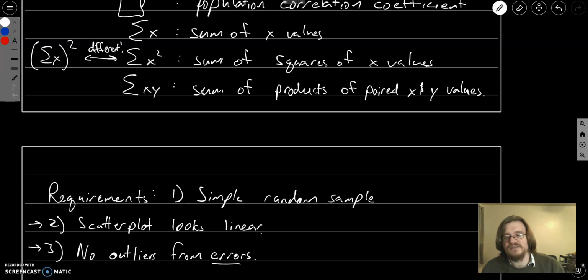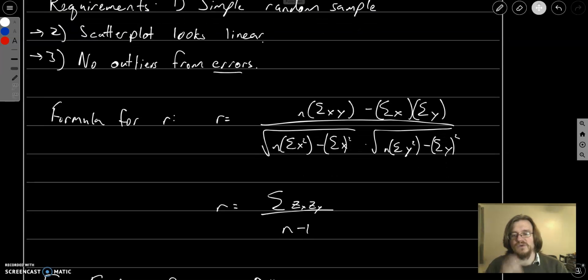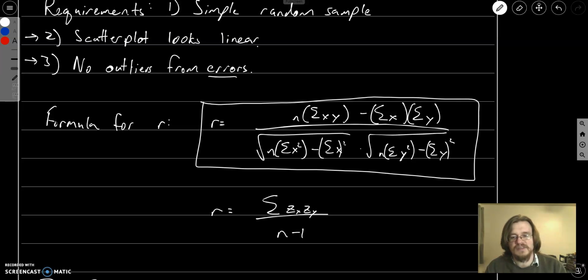And then the last one, our samples, just like everything else, have to be simple random samples. We can't collect them from clustering or anything like this. So ultimately, there's a formula for r, our linear correlation coefficient. It is this big monstrosity. This is not something that you will have to memorize, but you should look at it and go, this is something that you could calculate, given a long time.